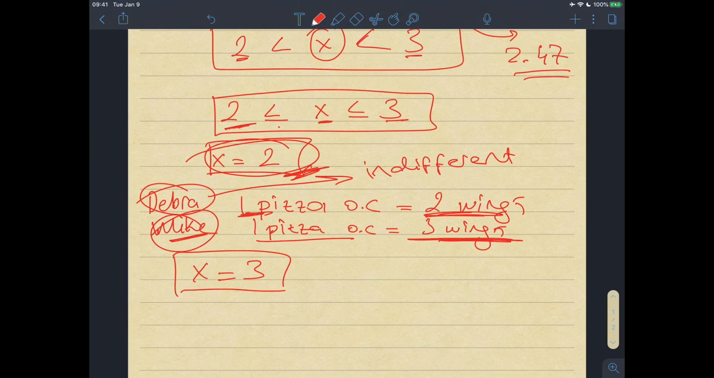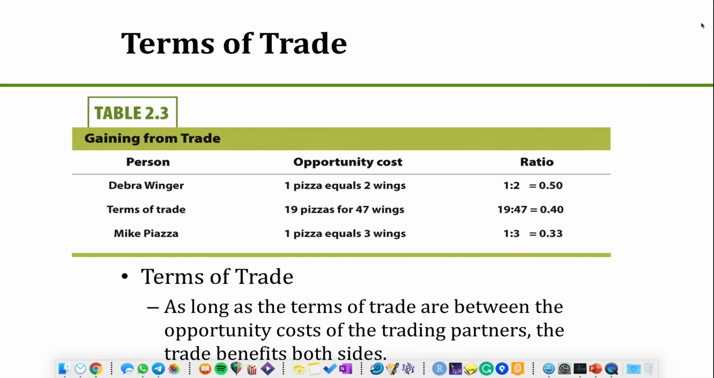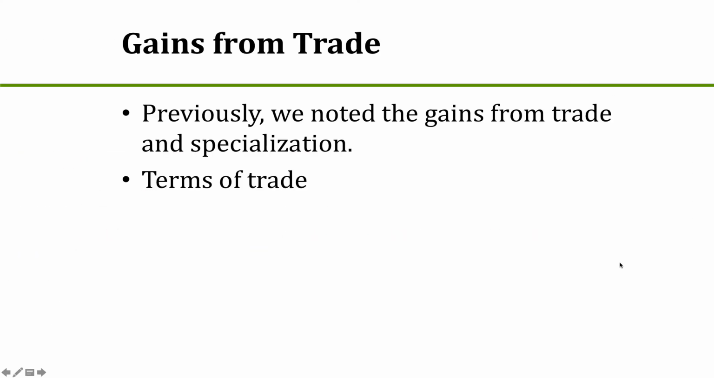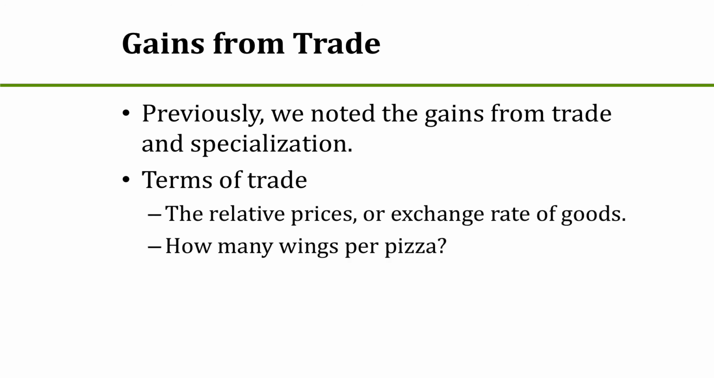If x is not equal to 2 and 3, both parties will gain from the trade. But if x equals 2 or 3, only one person will gain from the trade. That's the important difference that you need to know. So previously we noted the gains from trade and specialization. Terms of trade is actually the relative prices or the exchange rate of goods. So you give me 1 pizza, I give you 2 wings. That's what terms of trade is.